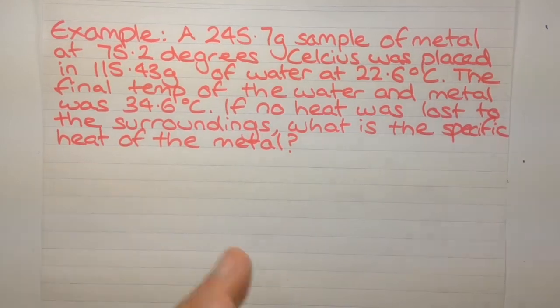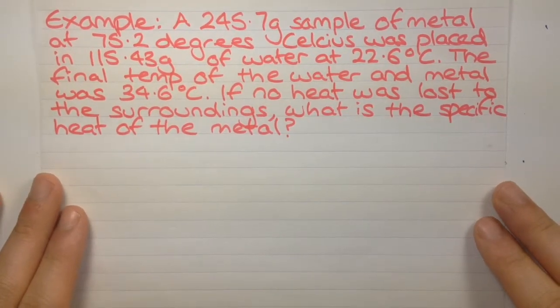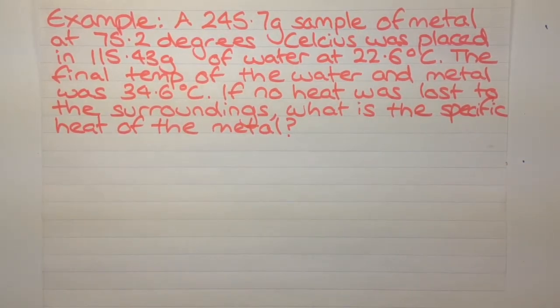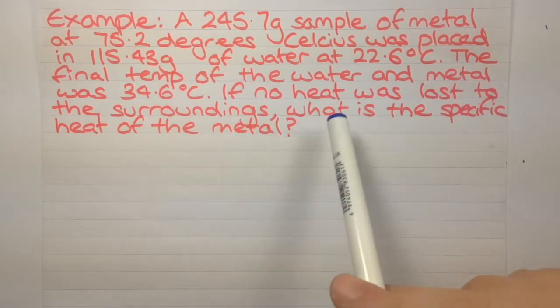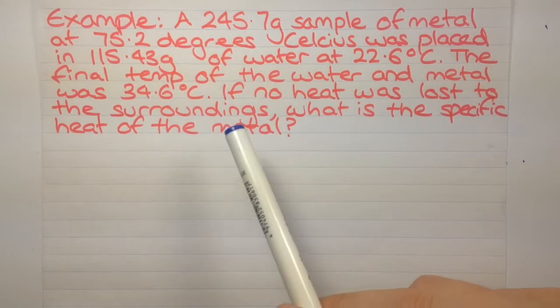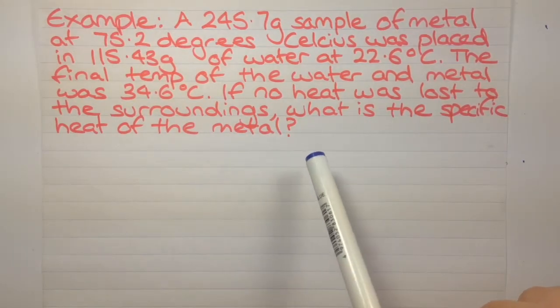Right, so we've got an example here. A 245.7 gram sample of metal at 75.2 degrees Celsius was placed in 115.43 grams of water at 22 degrees Celsius. The final temperature of the water and metal was 34 degrees C, so they reached thermal equilibrium. If no heat was lost to the surroundings, what is the specific heat of the metal?